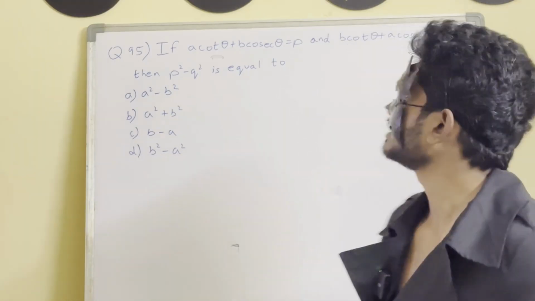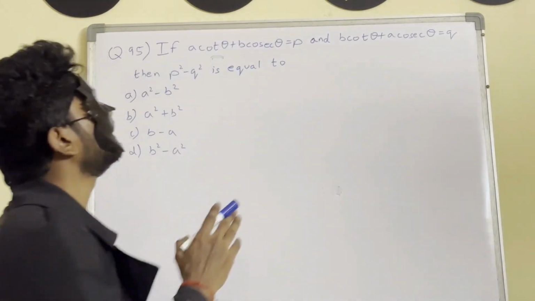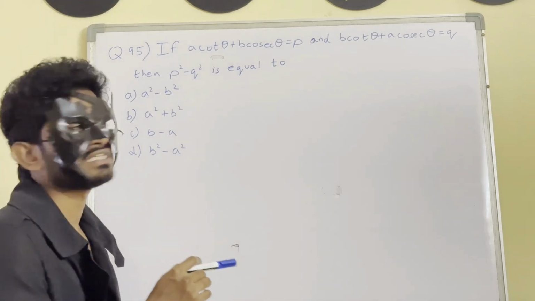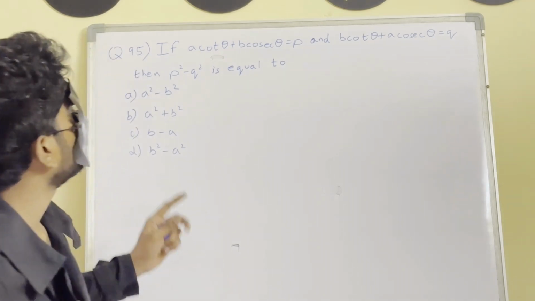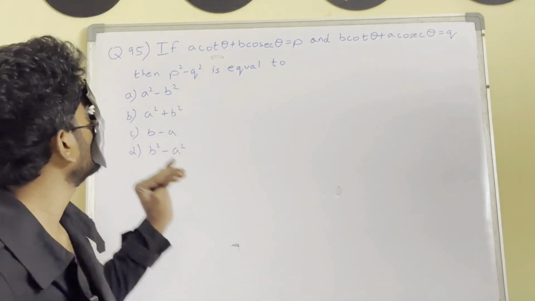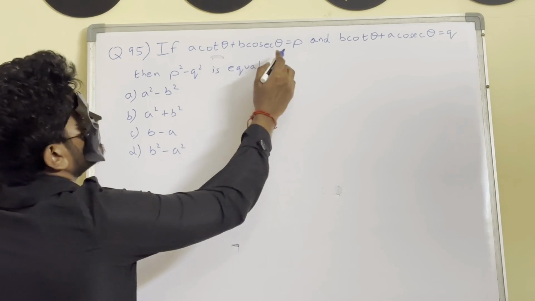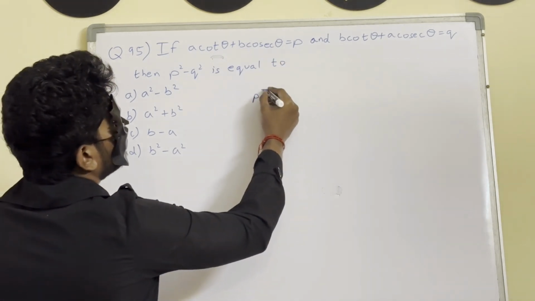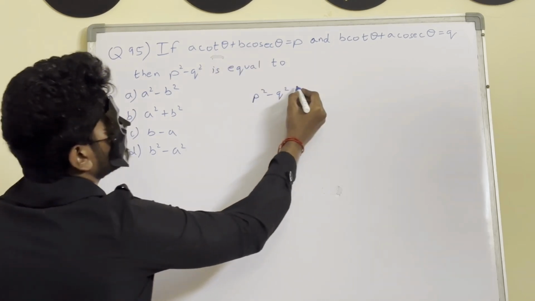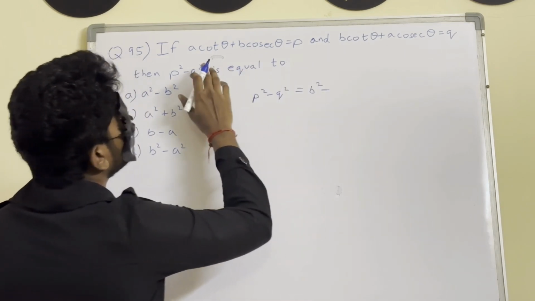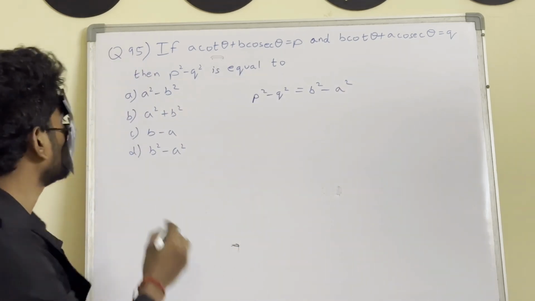So superhumans, next question is: if A cot theta plus B cosecant theta is equal to P and B cot theta plus A cosecant theta is equal to Q, then P square minus Q square is equal to. Here I already taught you the direct formula, you can check the previous part. P square minus Q square is nothing but the coefficient of cosecant theta square, that is B square, minus the coefficient of cot theta, that is A square. So if you know the formula you can directly mark D.